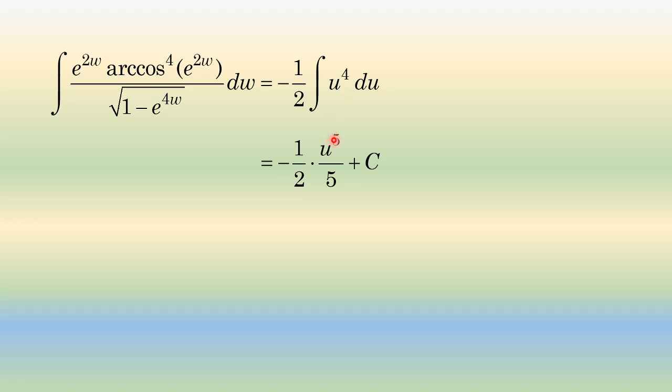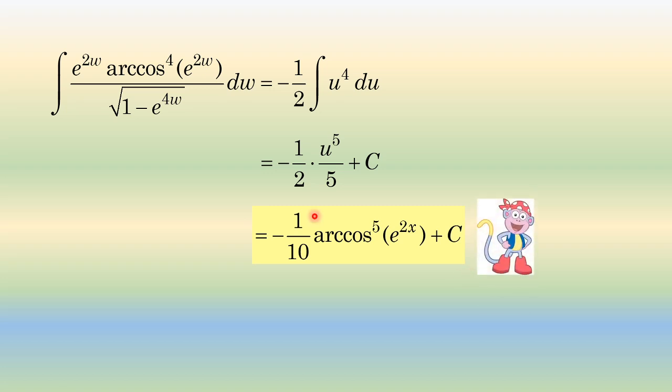So the integral is u to the n plus 1, so this is now 5 over 5 times negative 1/2 plus c. Of course, we have to put this back to its original variable. So u in terms of x, we have arc cosine of e to the 2x raised to 5, and this is 10, so negative 1 over 10 arc cosine to the 5th of e to the 2x plus c. Okay, so that's for such integral.